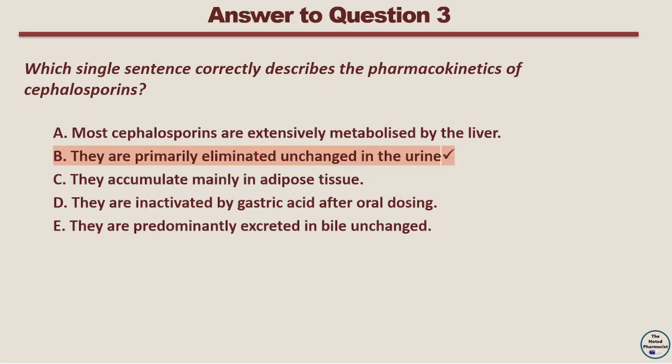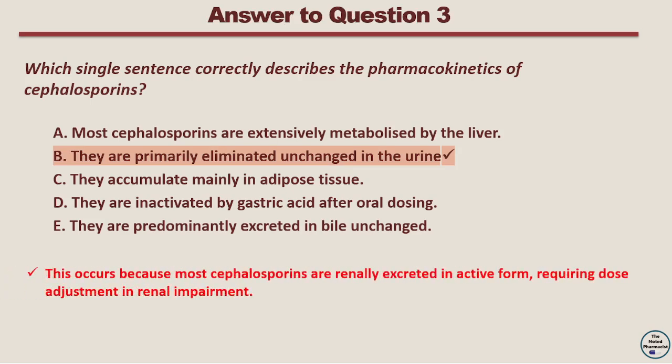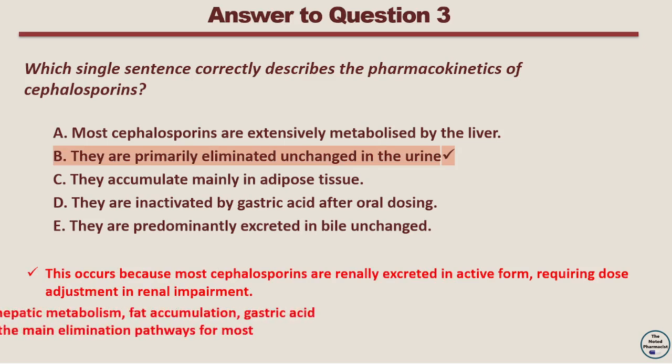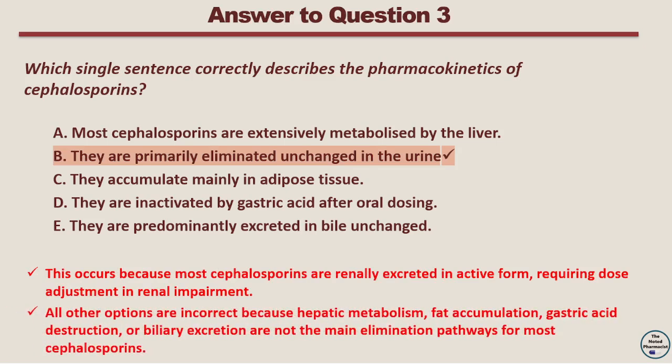The correct answer is Option B. They are primarily eliminated unchanged in urine. This occurs because most cephalosporins are renally excreted in active form, requiring dose adjustment in renal impairment. All other options are incorrect because hepatic metabolism, fat accumulation, gastric acid destruction, or biliary excretion are not the main elimination pathways for most cephalosporins.